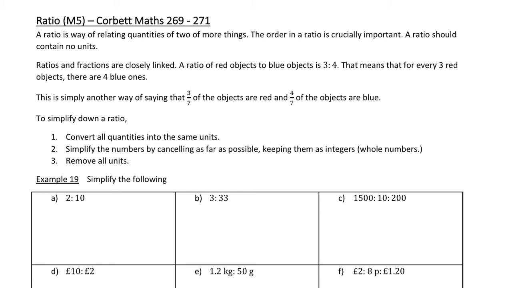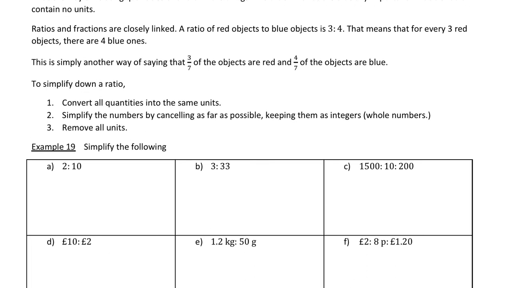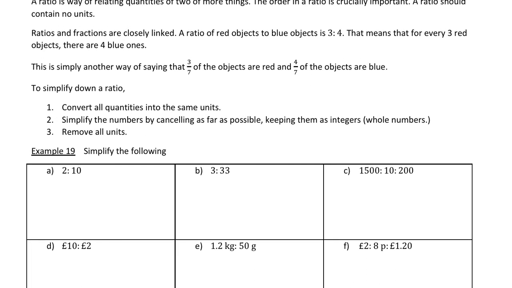A ratio of red objects to blue objects is 3 to 4. That means that for every 3 red objects, there are 4 blue ones. This is simply another way of saying that 3/7 of the objects are red and 4/7 of the objects are blue. Looking at that again, you have a total of 3 parts and 4 parts, so a total of 7 parts. So that's why it's 3 out of 7 to 4 out of 7 really is what's going on.